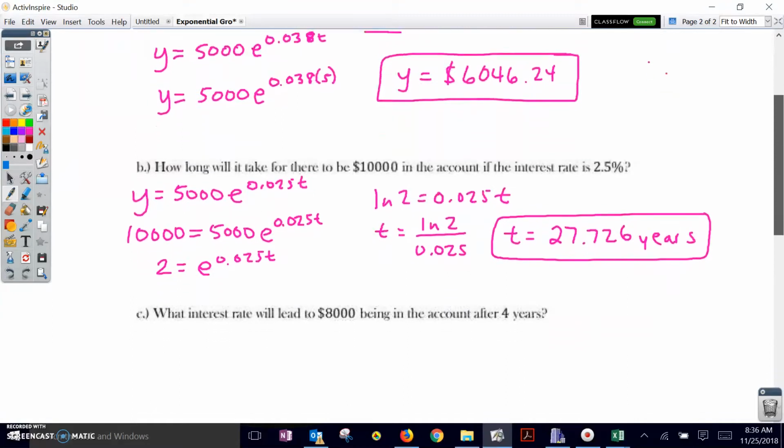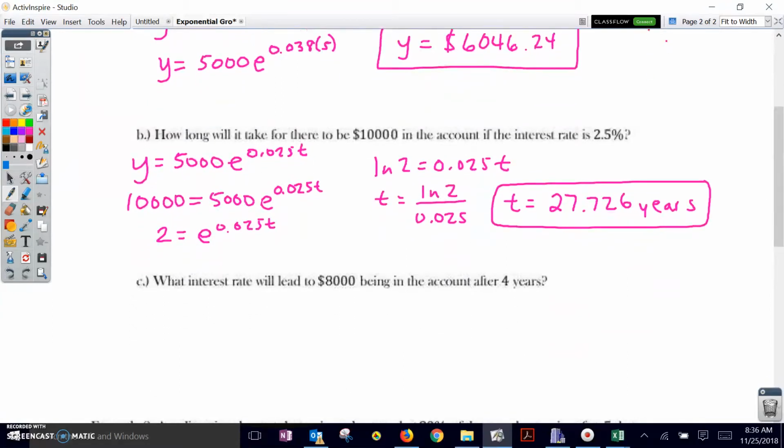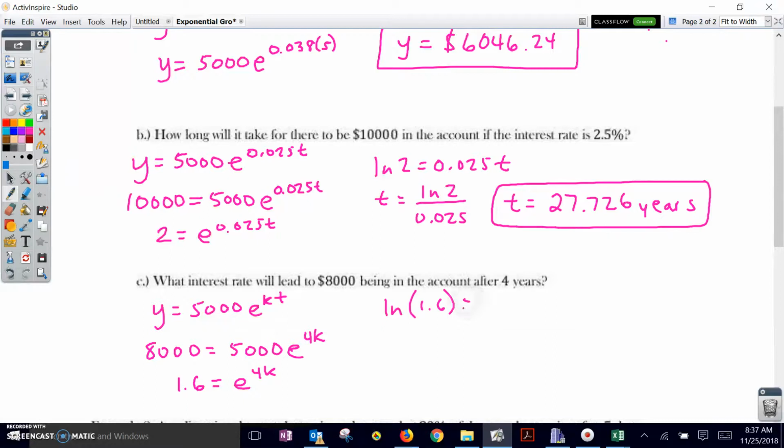All right, the last one here. What interest rate will lead to $8,000 being in the account after 4 years? So we're going to take this y equals 5,000 e to the kt, and we're solving for the interest rate this time. So we're going to put $8,000 in for the amount in the account and solve this equation for k. I divide both sides by 5,000, take the natural log of both sides, and divide both sides by 4.